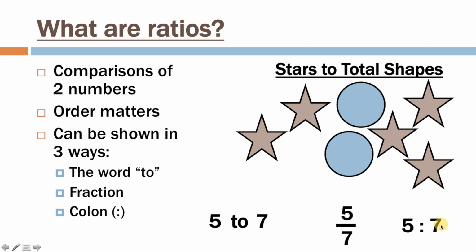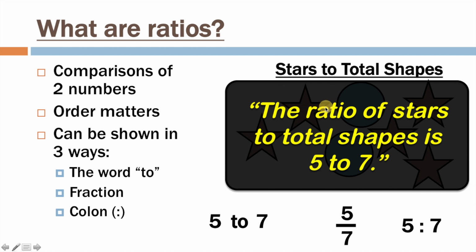Like I've said before, even though we're writing it in 3 different ways, we always read a ratio the same way. We always read a ratio using the word "to." So when we read this, we'll say the ratio of stars to total shapes is 5 to 7.